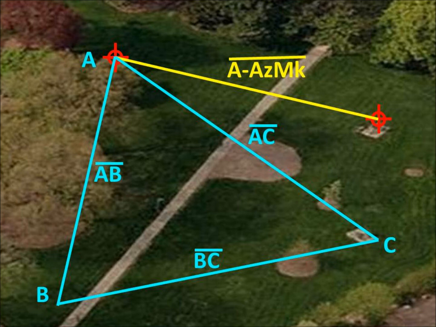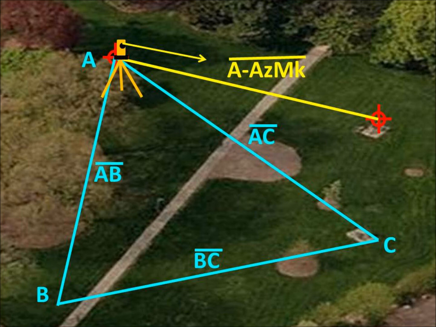4 distances will need to be measured. These include the distances from A to the azimuth marker, A to B, B to C, and from C to A. 4 horizontal angles will also need to be measured. The first angle is between the azimuth marker and point B, measured from point A.